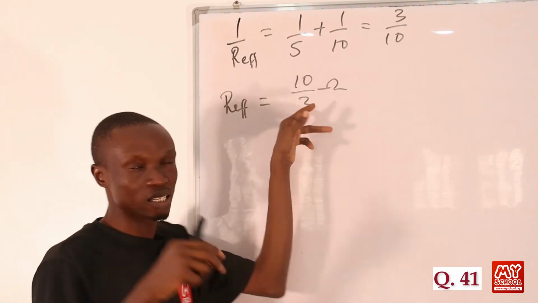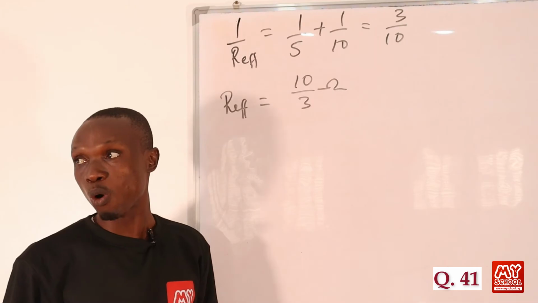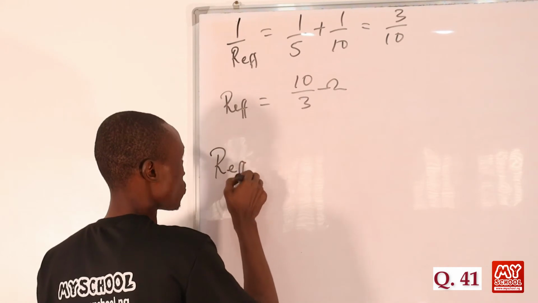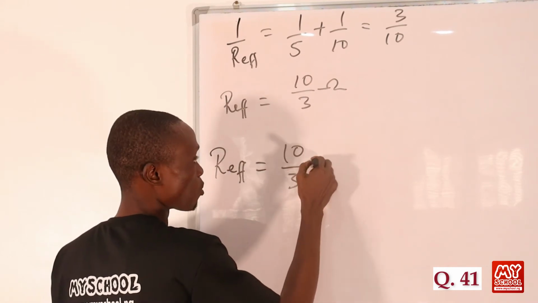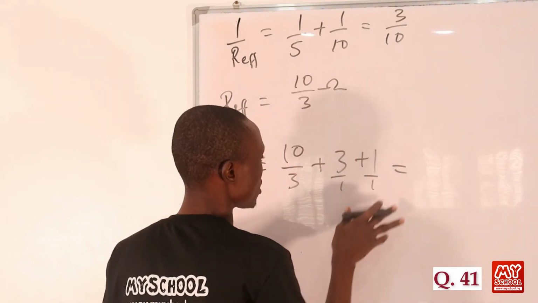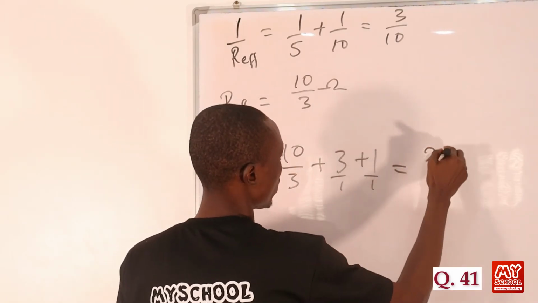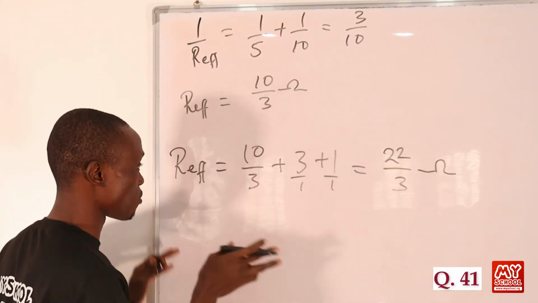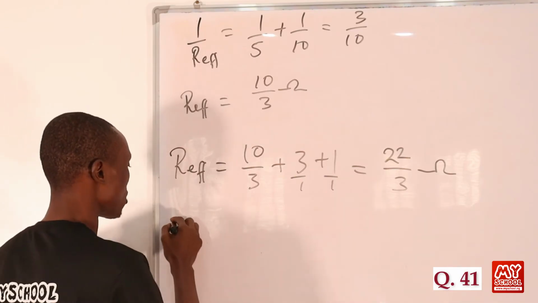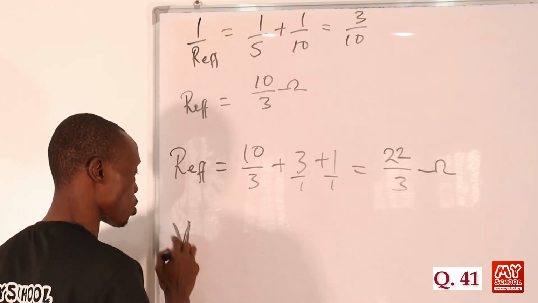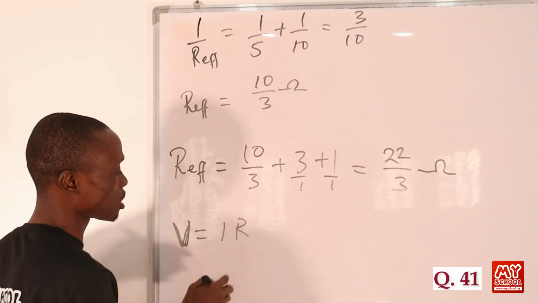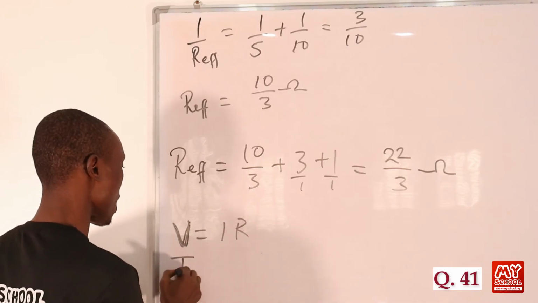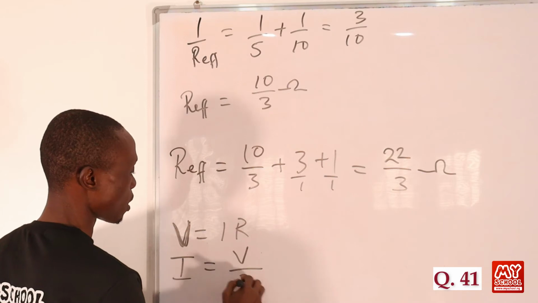Now this effective resistance is in series with the 1 ohm resistor and the 3 ohms resistor. So the effective resistance in that case will now be equal to 10 over 3 plus 3 plus 1. If we add these fractions together, our answer will be equal to 22 all over 3 ohms. Now that we have the value of the effective resistance of that circuit, remember from Ohm's law that V is equal to IR. But in this question, we are asked to calculate the current, so we make it the subject of the formula, so that I is equal to V all over R.